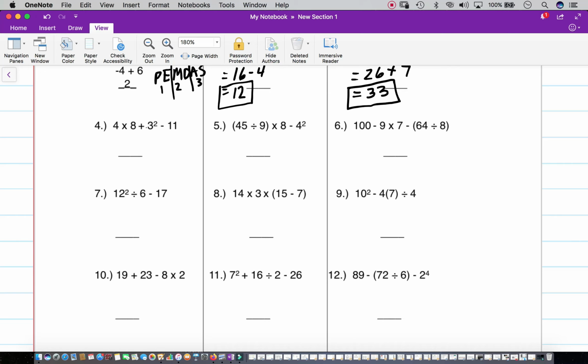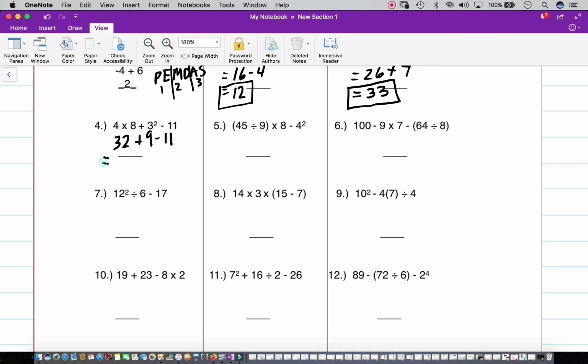So let's go ahead and do 3 squared. What's 3 squared? Good, 9. And let's bring this minus 11 down. Okay, we can bring the plus down. Since we don't have any parentheses, now we can do our multiplication and division. 32. Good job.